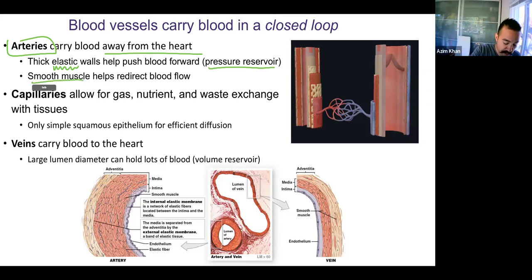There's also smooth muscle in arteries that helps redirect blood flow. Let's say there's too much traffic on a road. If you want to eliminate traffic, we put up cones, reduce the number of lanes, or block it off completely. We can do that with arteries, and we'll learn about a special type of artery where we can change the size of arteries using smooth muscle. We can vasoconstrict and vasodilate.